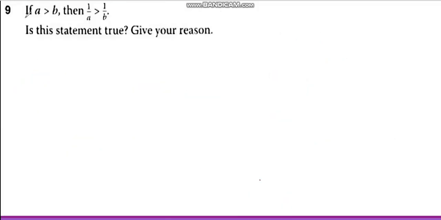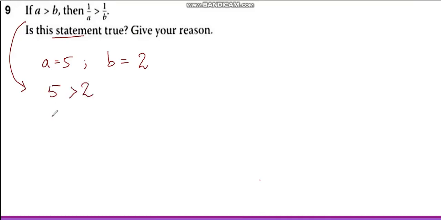In question number 9, it says if A is greater than B, then 1/A is greater than 1/B. Is this statement true? Give your reason. So let's take two numbers. Let's assume A is 5 and B is 2. This statement holds true here because 5 is greater than 2, meaning A is greater than B. Now let's figure out whether it is also true for 1/A and 1/B, like 1/A is greater than 1/B.